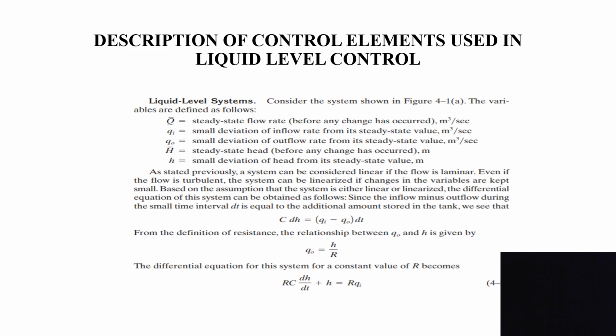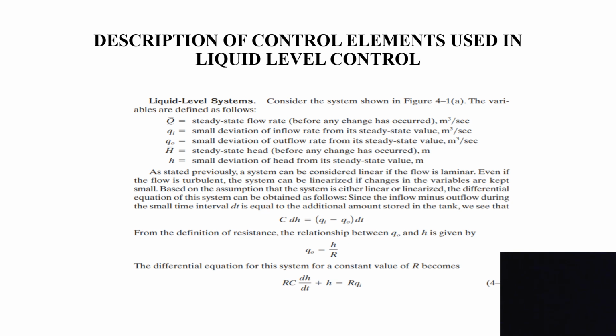When you want to model the system, you need to write the mass balance equation governing it. Let Q bar be the steady state flow rate. Small Qi is a small deviation of the inflow rate from its steady state value, whose unit is meter cube per second. Similarly, small Q naught is a small deviation of the outflow rate from the steady state value, also in meter cube per second. H bar is the steady state head, and small h is a small deviation of head from the steady state value, whose unit is meter.